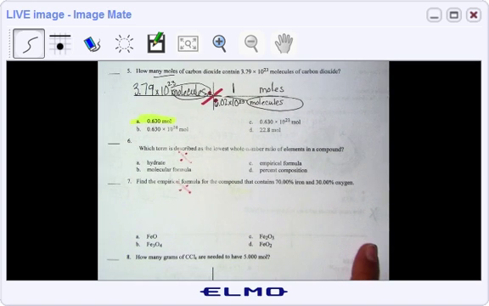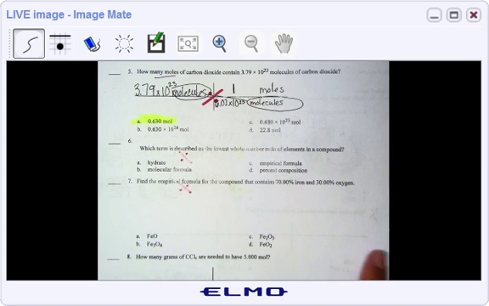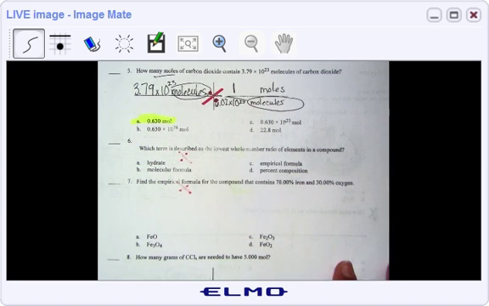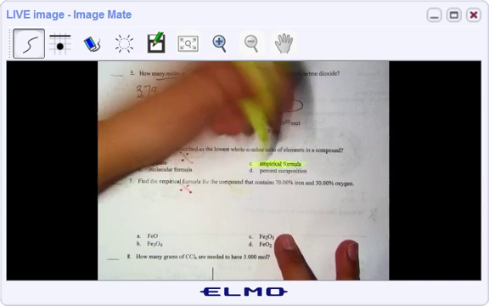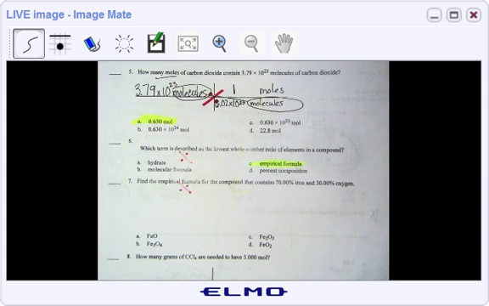Number 6, which term is described as the lowest whole number ratio? Out of these vocabulary words, which is considered the lowest whole number ratio? Is it empirical or molecular? It's going to be empirical. Empirical is the one that I said is simplified already. It's already reduced. It's at the lowest ratio possible. So empirical is reduced already.